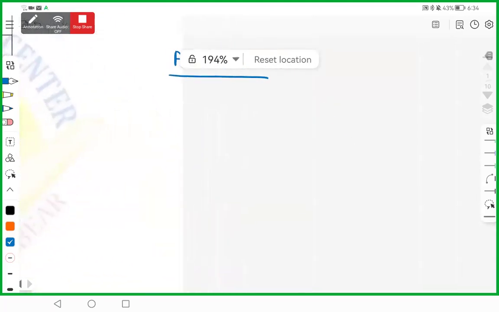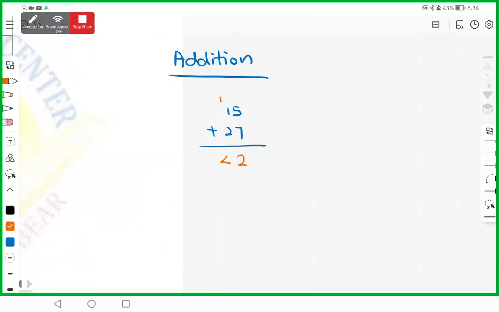Okay, we go back to the kindergarten level. If 15 plus 27, how do you count? 5 plus 7 is 12, so you carry 1, then here write 2, so the answer is 42. So this is in base 10, what we have learned previously. Same thing, addition. What about now in base 6?